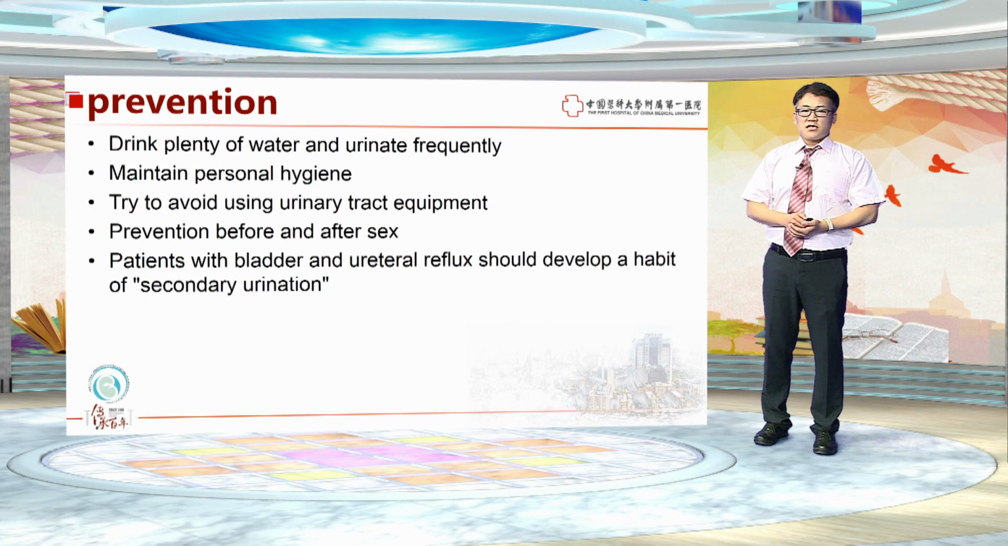The prevention. Drink plenty of water and urinate frequently. Maintain personal hygiene. Try to avoid using urinary tract equipment. Prevention before and after sex. Patients with bladder and urinary reflux should develop a habit of secondary urination.